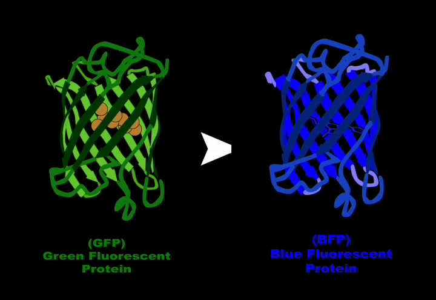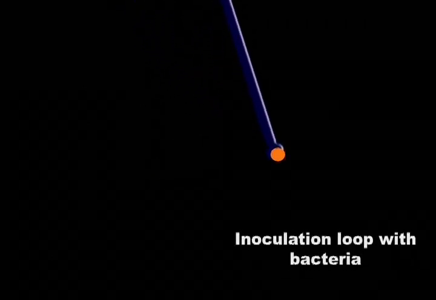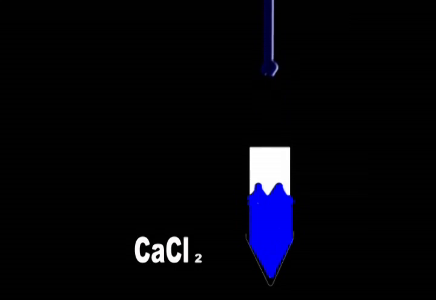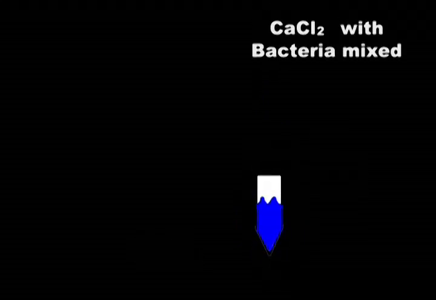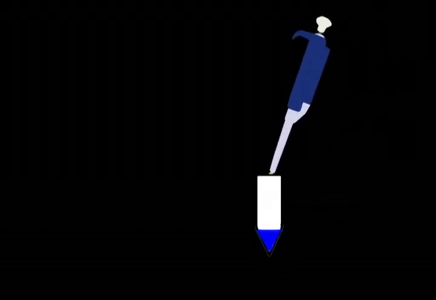Now we are going to transform a bacteria with our GFP plasmid and our mutated plasmid that codes for BFP. Our first step will start by using an inoculation loop to collect some colonies of bacteria from the streaked plate. After that, transfer the bacteria into one of the tubes containing the calcium chloride solution. Twist the loop in the solution until the bacteria is in the solution. Repeat for the other tube. Then pipette all 50 microliters into the tube where your suspended bacteria is.